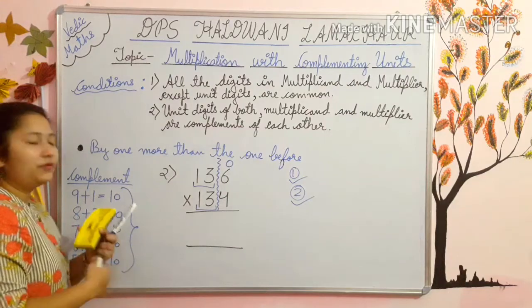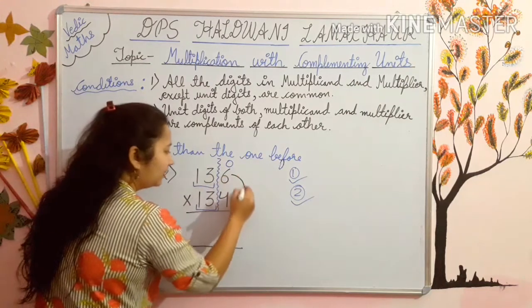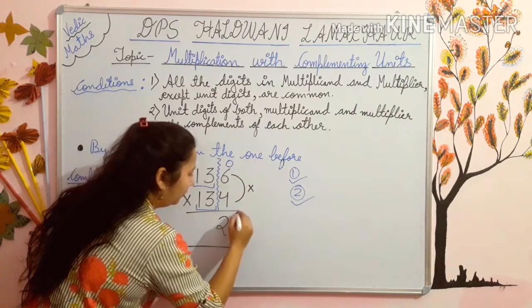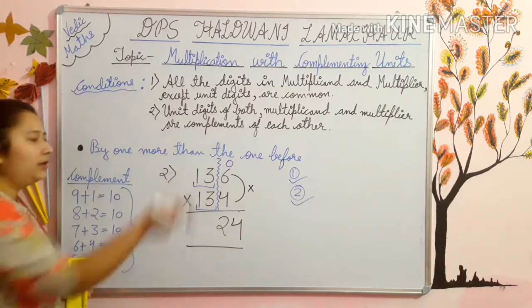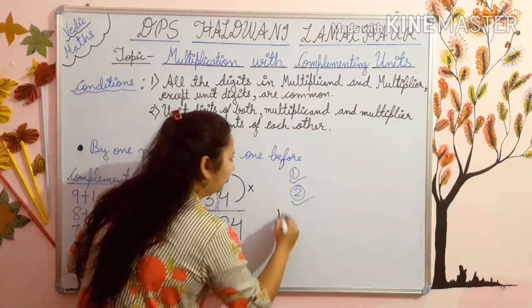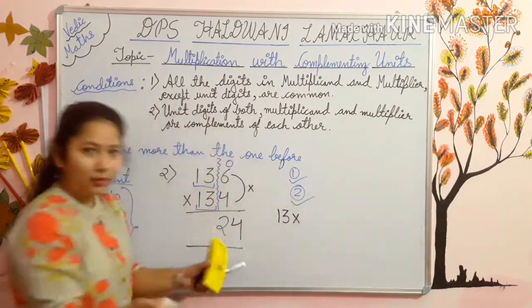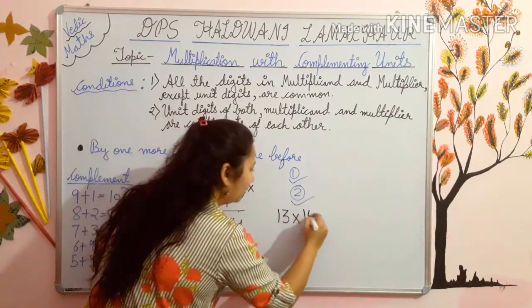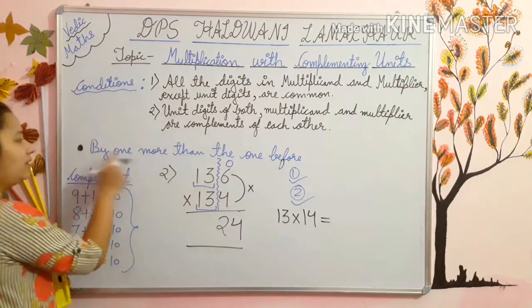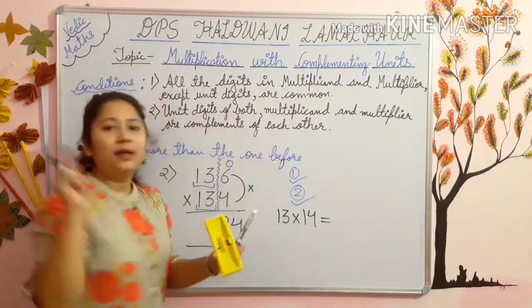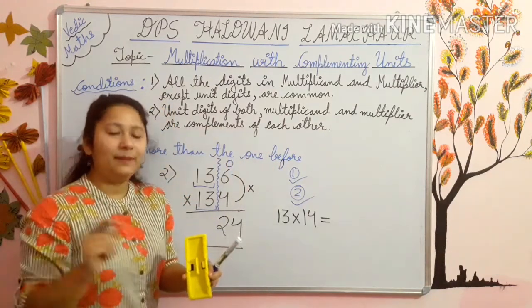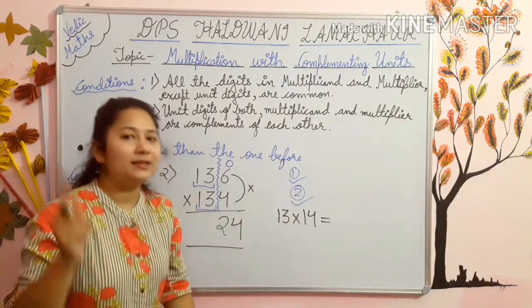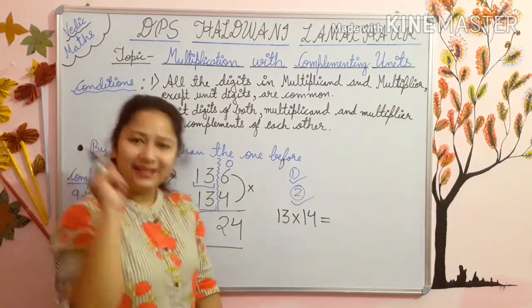Now what is your trick? First of all, multiply the unit digits. 6 fours are 24, and then you have to multiply this 13 with one digit more. Now this is 13, so you have to multiply your number with 14, means by one more than the one before. There is 13, so we will multiply it with 14. If there will be 26, then we will multiply it with 27.